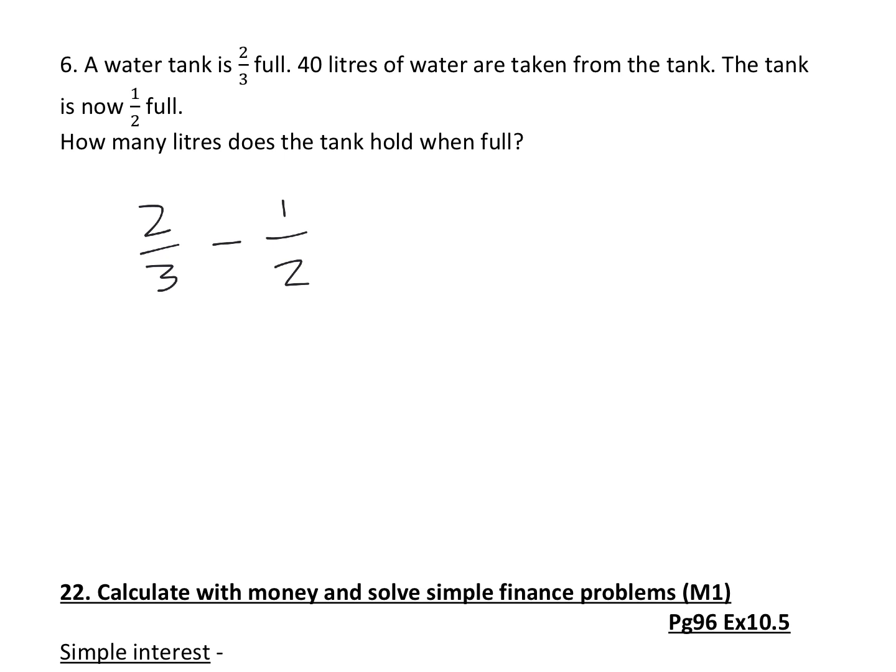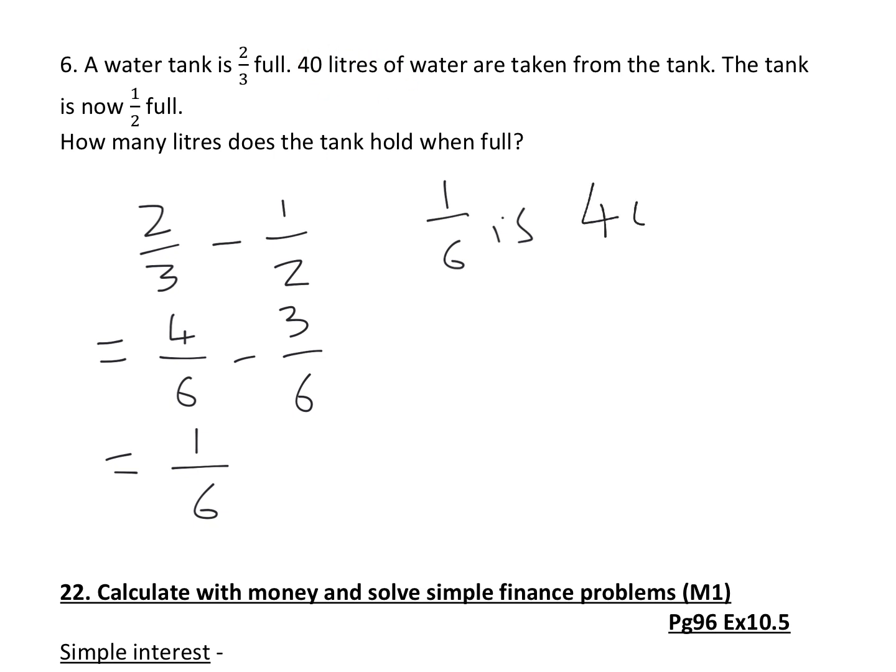Well, it's 2/3 take away a half. If you get a common denominator, we can do that subtraction. We need to double the first fraction, triple the second fraction. 4/6 minus 3/6 is 1/6. So if it went from 2/3 full to half full, that must mean that a sixth has been taken out. And 1/6 must be that 40 litres that is taken out. So 1/6 is 40 litres.